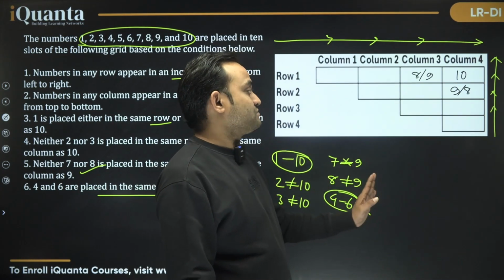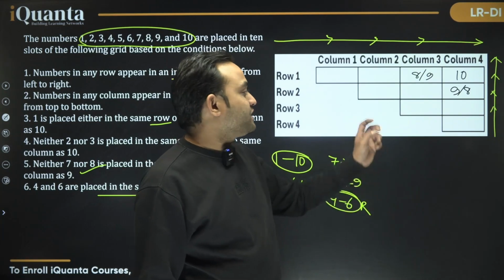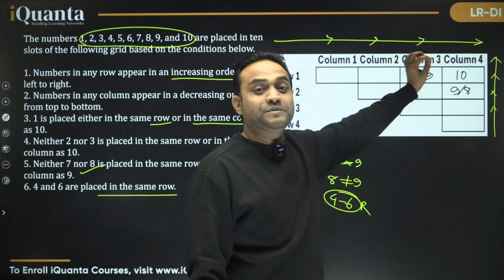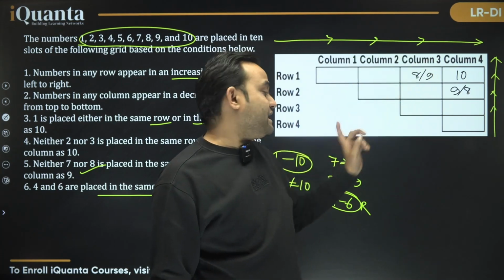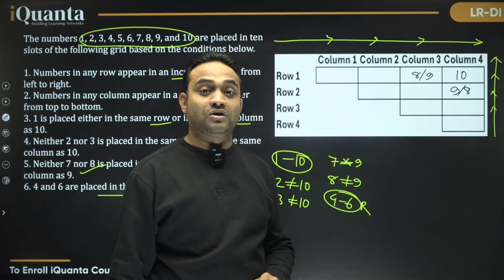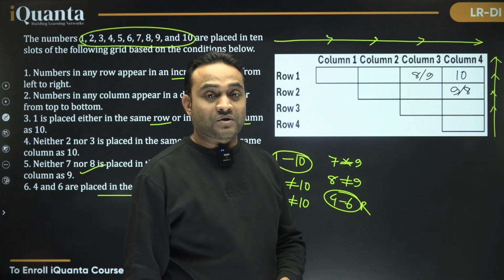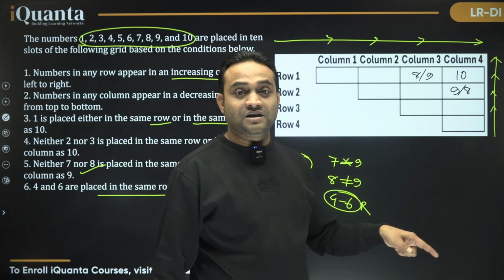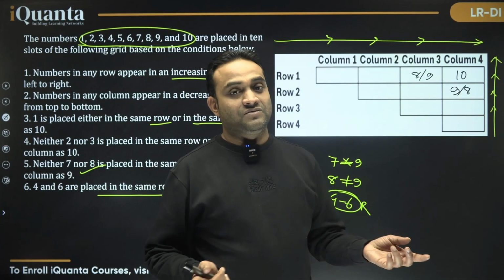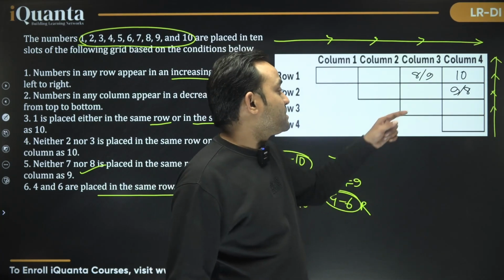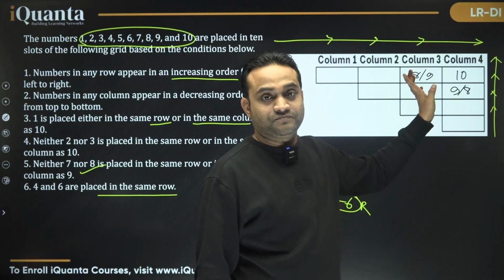If you put a slot between 8 and 10, there must be 9 between those to make the order correct. But 8 and 9 cannot be in the same row or same column. If you put a slot between 9 and 10, there must be a number in between which is greater than 9 and less than 10. There are no such numbers. So 9 or 8, the position is fixed.